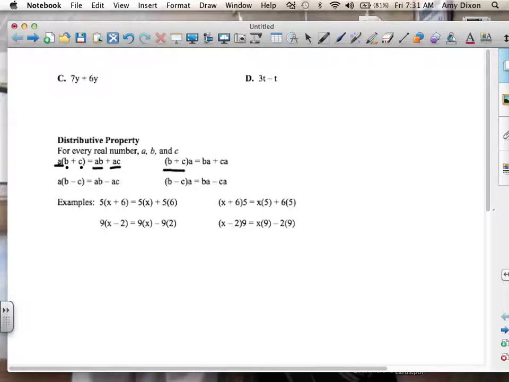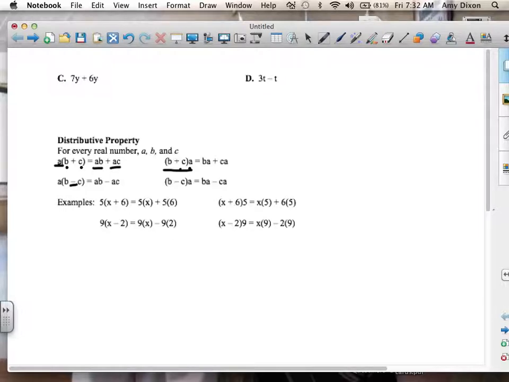The next one over here, the A is on the right side, but you still do the exact same thing. You can take the B and multiply it by the A, C and multiply it by the A. And it also works when you have a minus in there as well. And then you can see some examples.